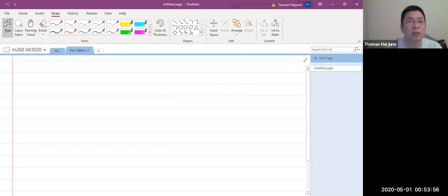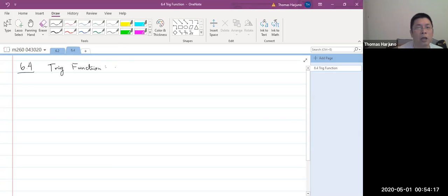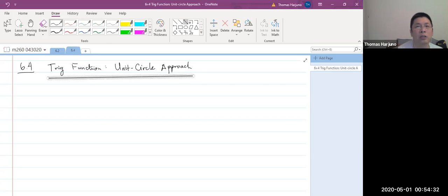We did 6.3 last time. 6.4 is on trig functions, and they call that unit circle approach. Now, the way we learn it in 6.1, we define those trig functions using a right triangle.